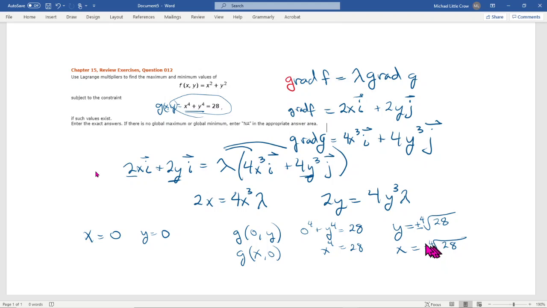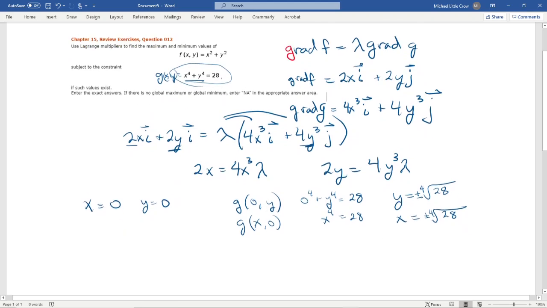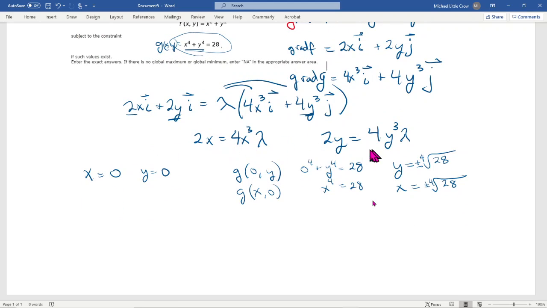And one more thing. Let's see. What if x and y are not 0? Could we get the relationship that they would need to have? Well, these would have to be true. So what we can do to try to see what the relationship between x and y are is, since this is an equation, we could divide each equation by the other. So we take 2x over 4x to the 3rd lambda, and we divide both sides by the same thing. Okay, so 2y over 4y to the 3rd lambda. These are equal. So we do that.